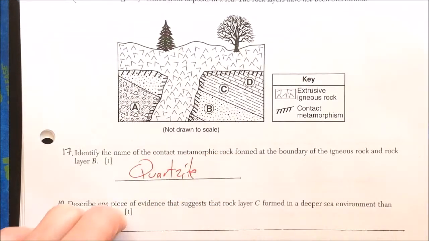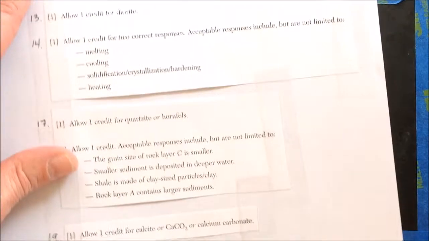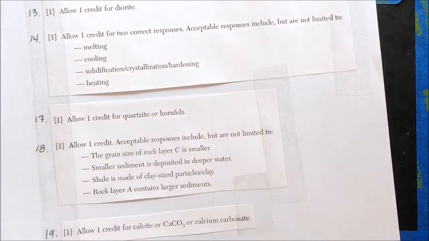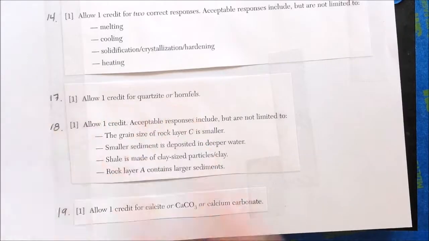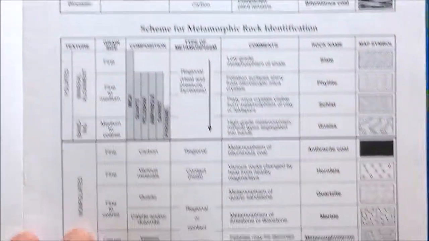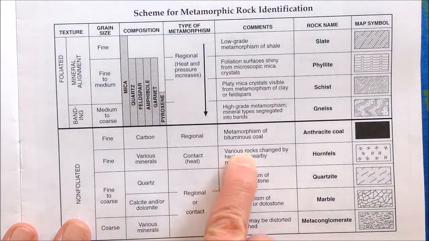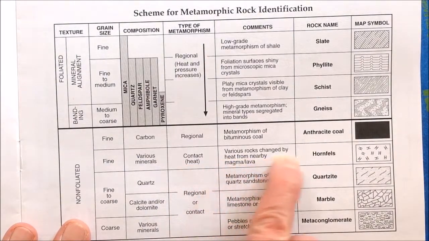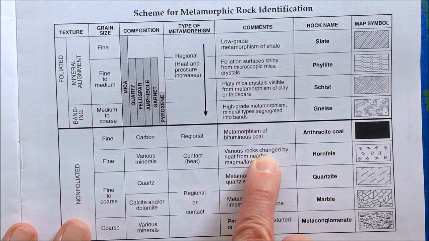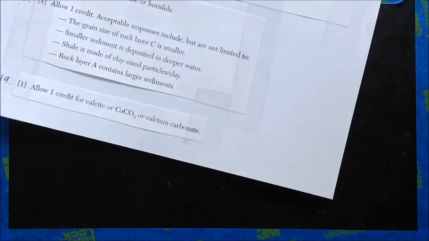Now, you will see that the Regents exam itself for 17, they also accepted hornfels as an answer, which is an acceptable answer, probably not the best answer, but again, acceptable, so it'll get you that credit for that question. And the reason is because hornfels is this sort of general rock that forms from contact metamorphism only, and a variety of rocks can change to it. A variety of rocks can be the parent rock for hornfels. So that's also an acceptable answer, but quartzite is definitely the best answer.